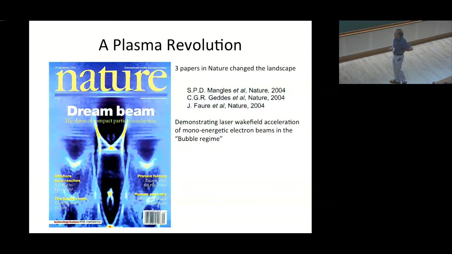Stuart Mangles' paper, which is from IC, Imperial College, was the first paper, then the Cameron Geddes paper, then Jérôme Faure's paper was the last to be taken on board, actually. They were all published in the same journal.